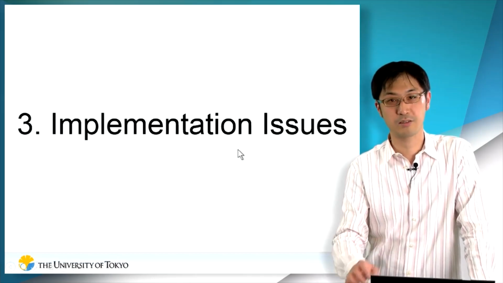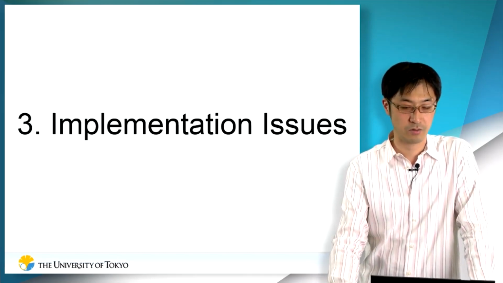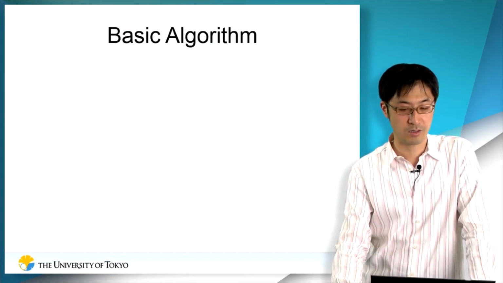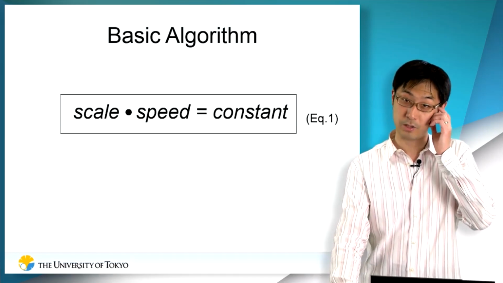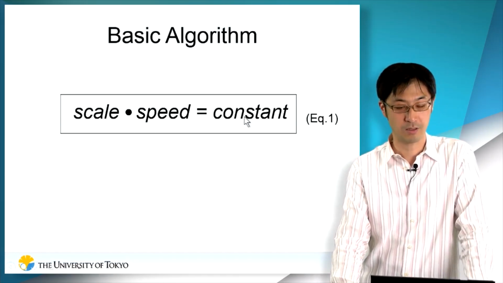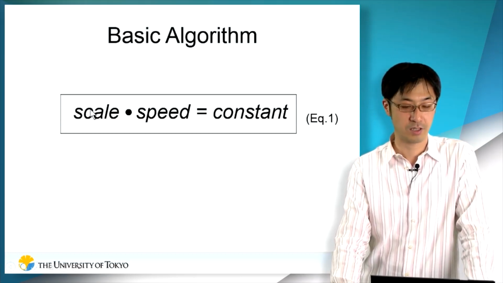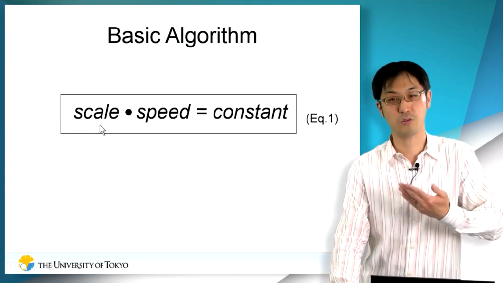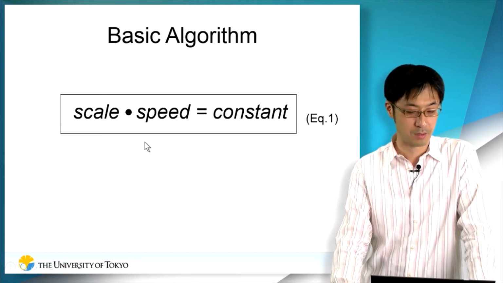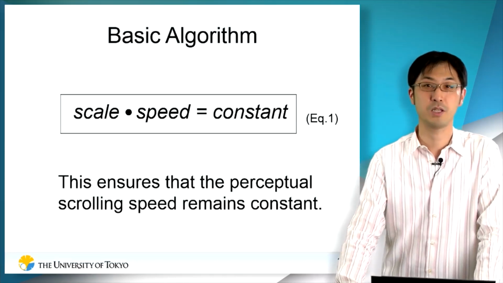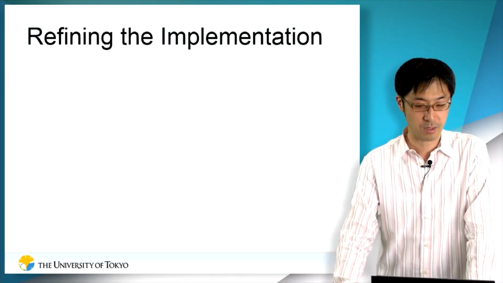And let me briefly discuss some implementation issues behind the scene. So the basic algorithm is very, very simple. This is the governing equation, the basic equation. A scale multiplied by speed remains constant. Which means if your speed is larger, scale gets smaller, and if speed is smaller, then scale gets larger. So it's so simple and easy to implement. This ensures that the perceptual scrolling speed on the screen remains constant.